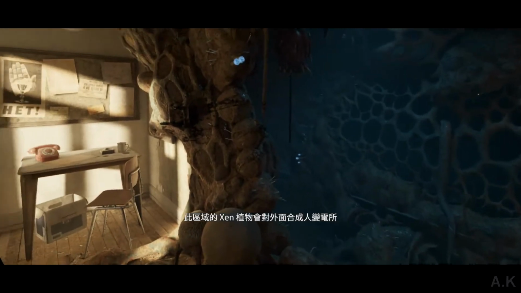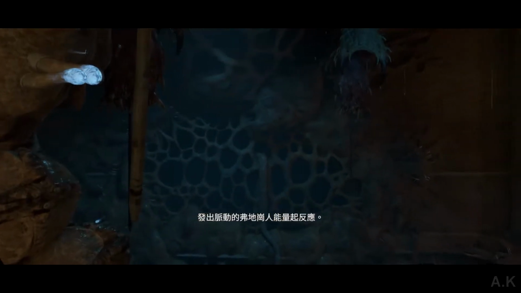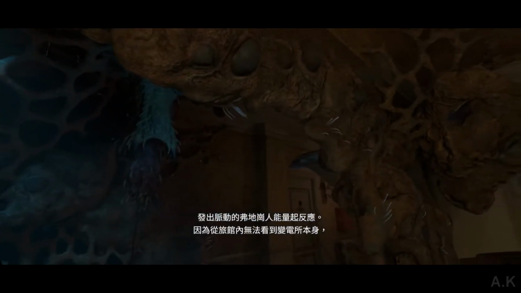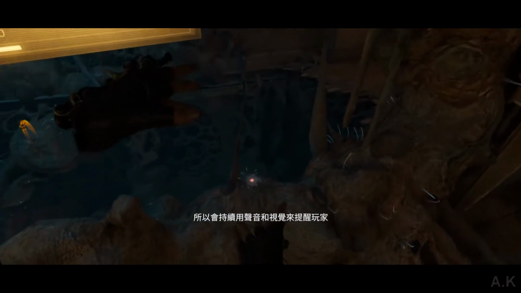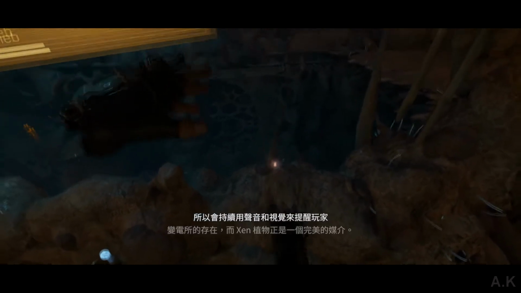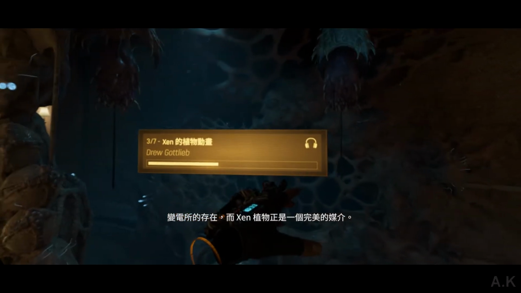The Zen flora in this area animate in response to the Vortigaunt energy pulsing from the Combine substation outside. Since the substation itself is not visible from inside the hotel, it was important that we continue to remind players of its presence using audio and visual cues, and the Zen flora provided a perfect opportunity to do this.